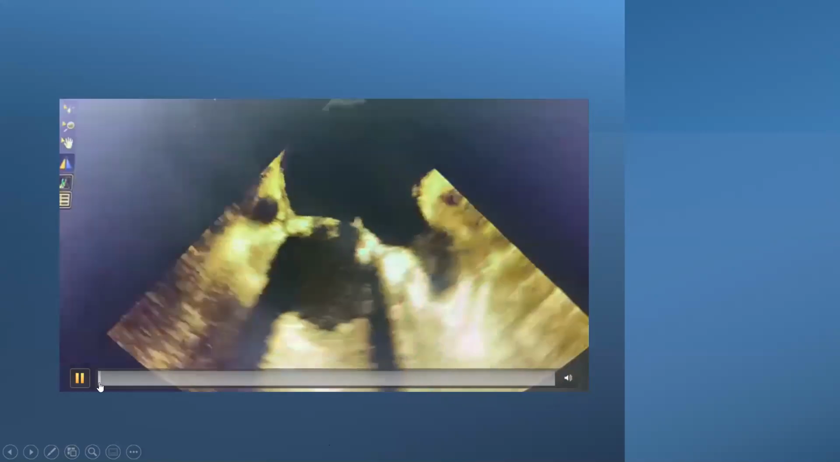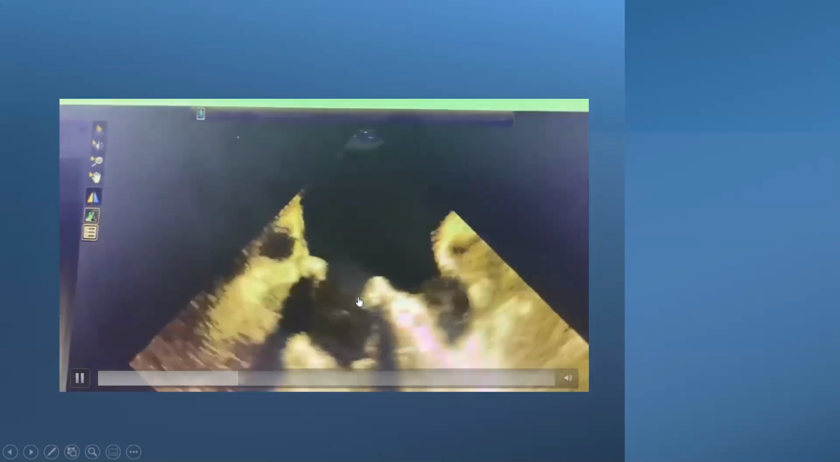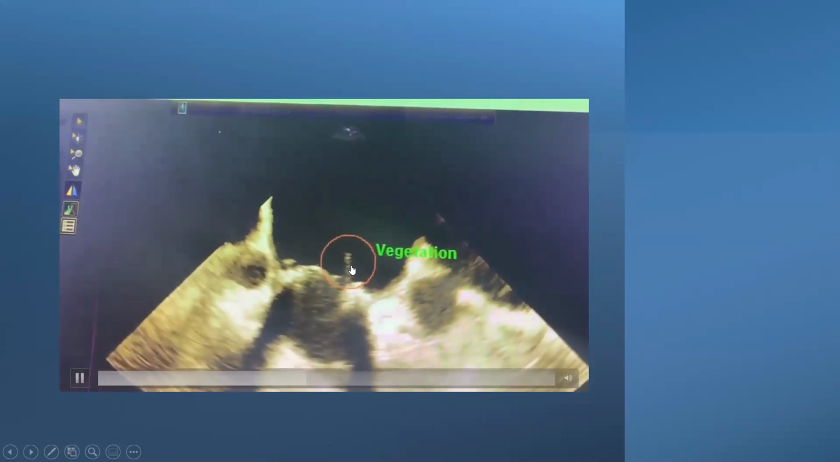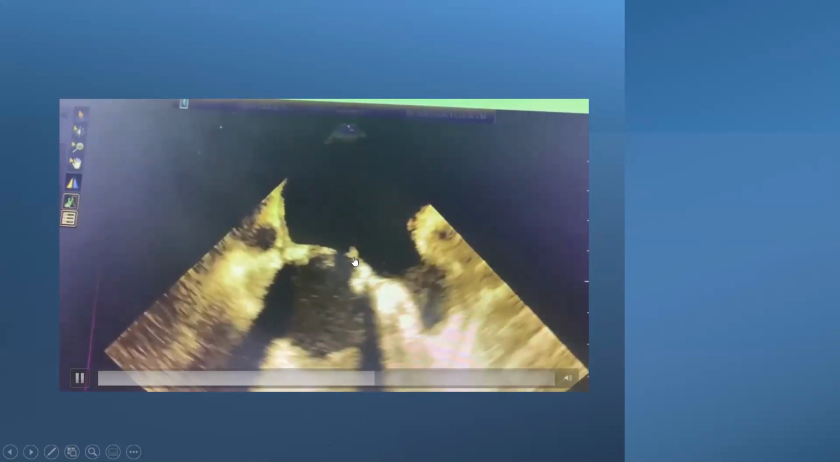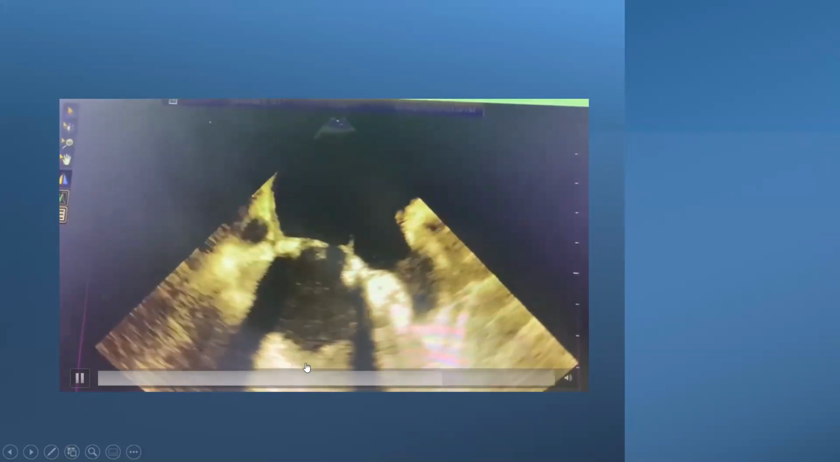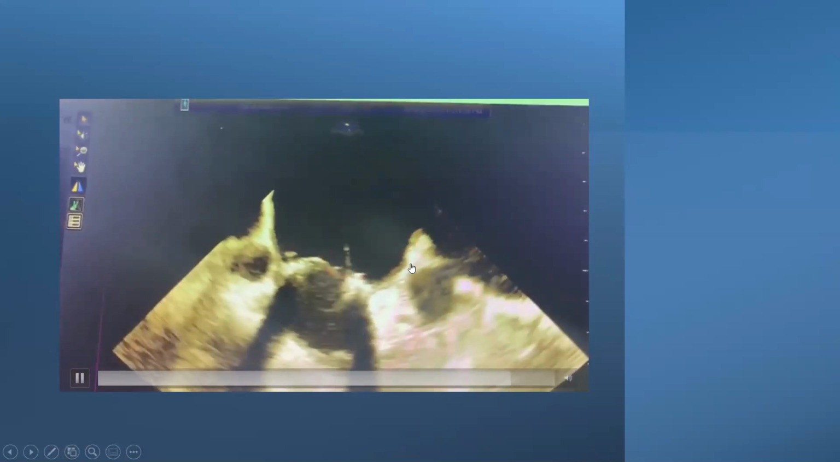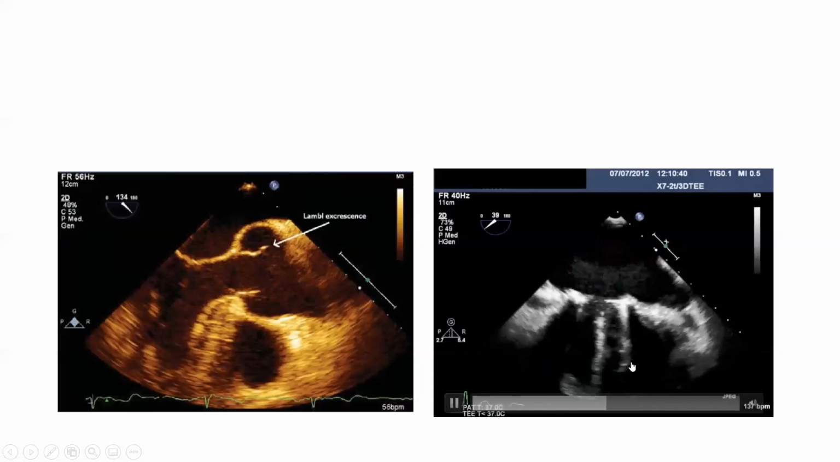Okay, repeat it again. There is complete destruction of the tissue leaflet. And there are two masses, one vegetation here with independent, oscillatory motion, and there is another one here. This is the leaflet that is completely destroyed, perforated. We confirm it by 3D. And what is this structure here? Atrial appendage. Excellent. And this is the vegetation. Excellent.